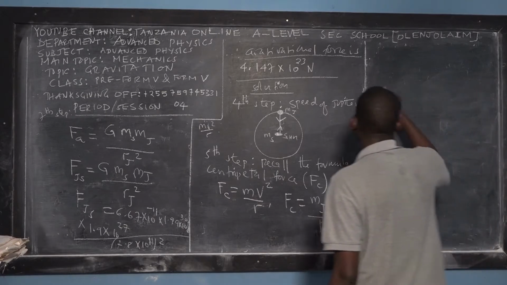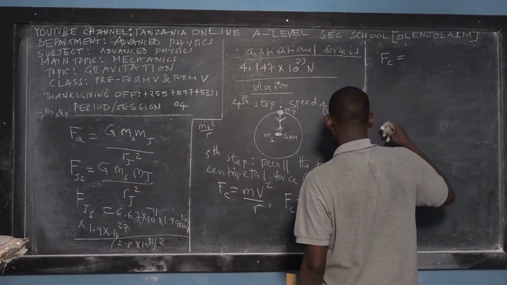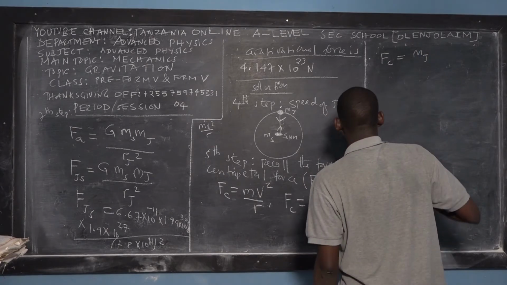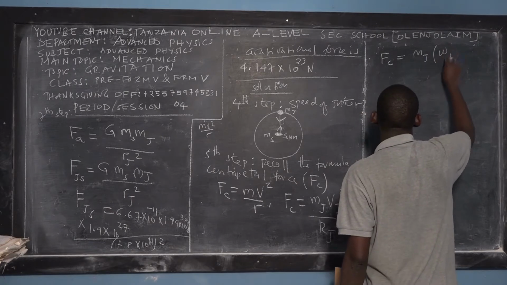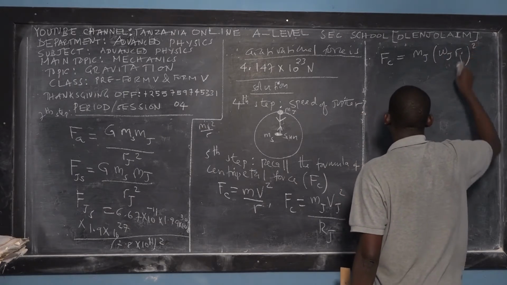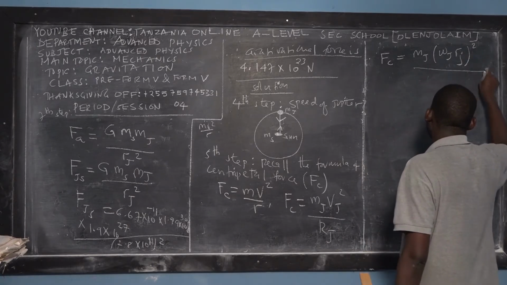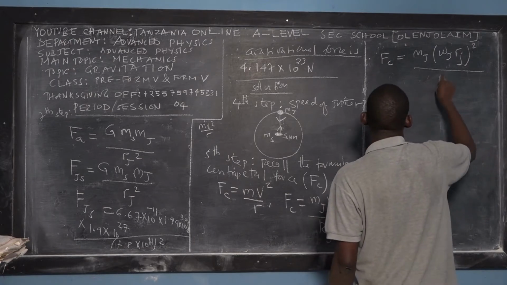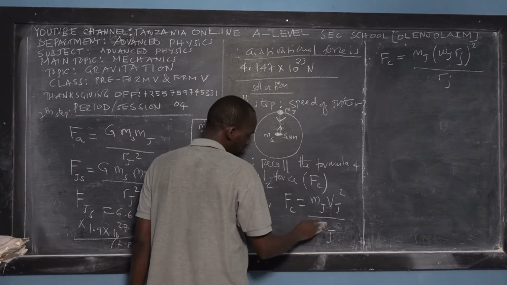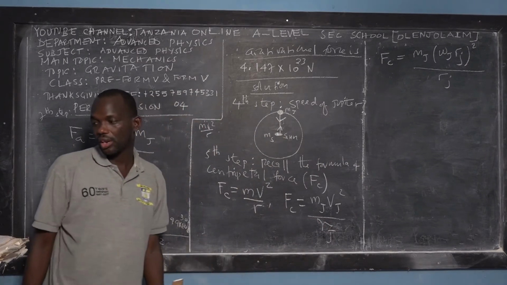So the centripetal force is equal to what? The mass of Jupiter, the angular velocity of Jupiter, the radius of Jupiter, but this one is squared, over the radius of Jupiter. This is radius. Right? Are we together?